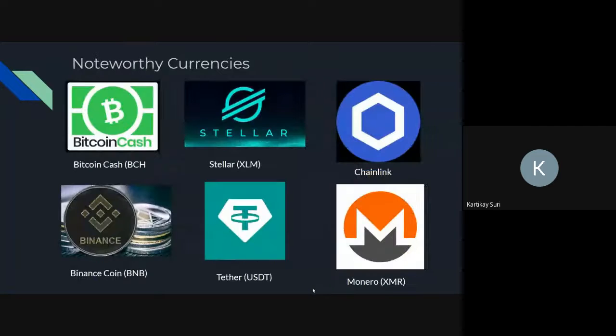Due to lack of time, I cannot cover all the alternate currencies that have come up with many unique and creative purposes, but I have listed them here. So in case anyone wants to give them a read, you can always Google and find them. So we have Bitcoin Cash by the name of BCH. We have Stellar symbolized by XLM. We have Chainlink, Binance Coin symbolized by BNB. We have Tether USDT, and we have Monero XMR.